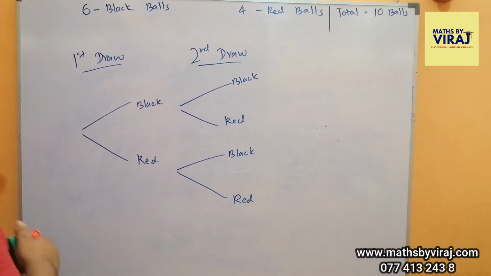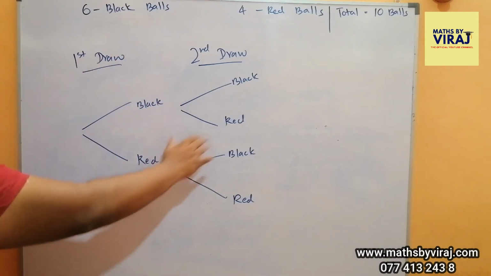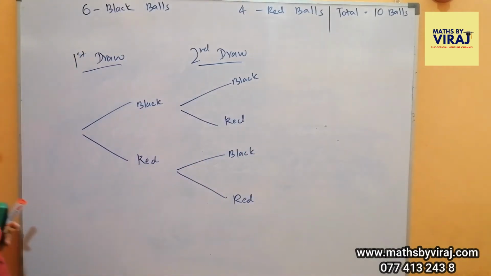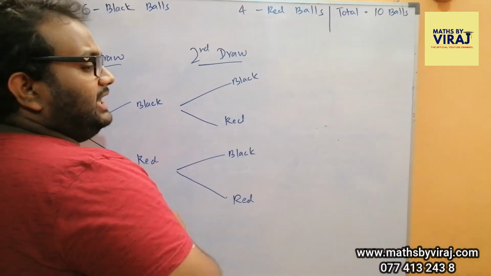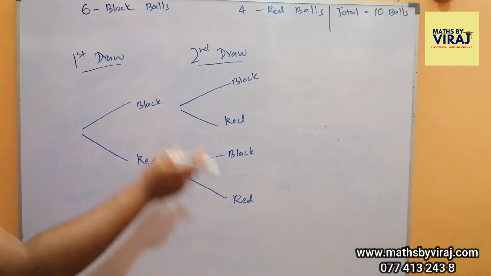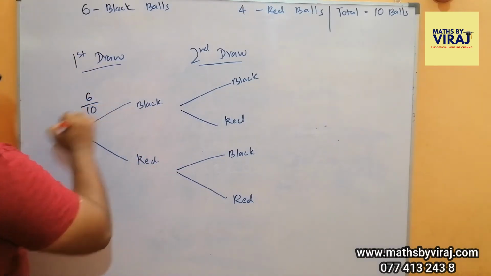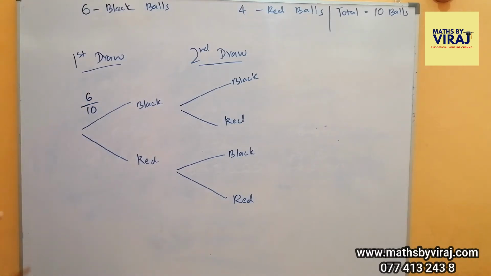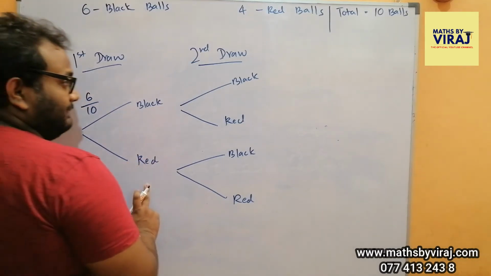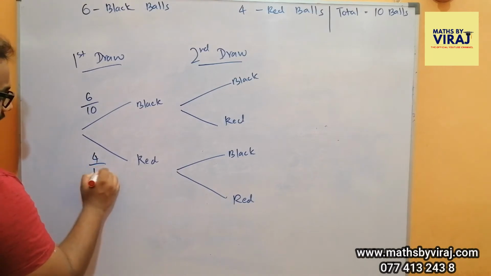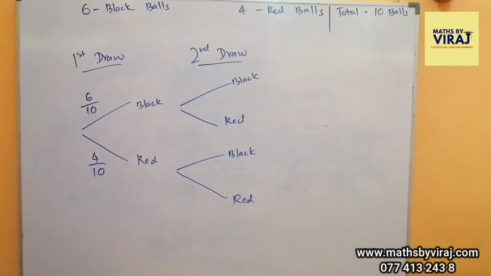Now let's see. In the first row, no balls have been taken. The total number of black balls is 6 and the total number of balls is 10. Therefore, the probability of me picking a black ball is 6 out of 10. Likewise, what is the probability of me getting a red ball? 4 out of 10. Very easy.